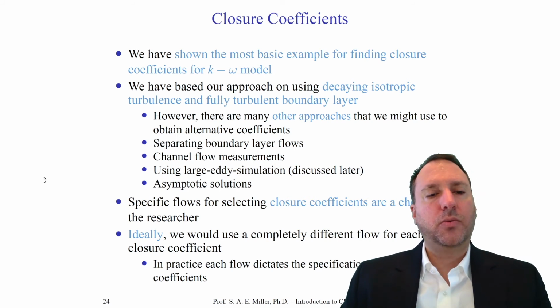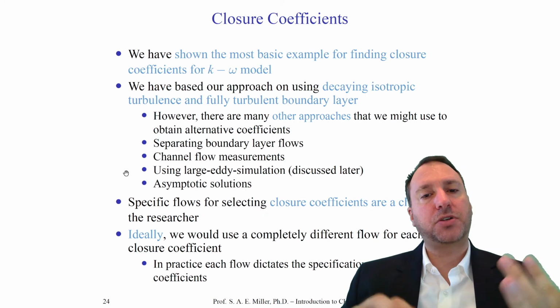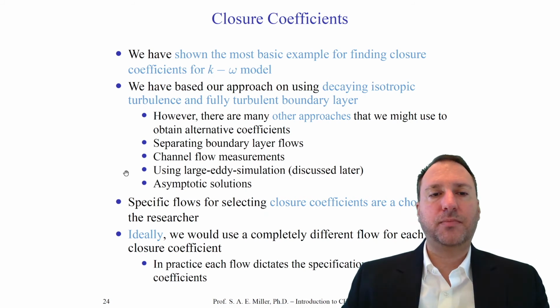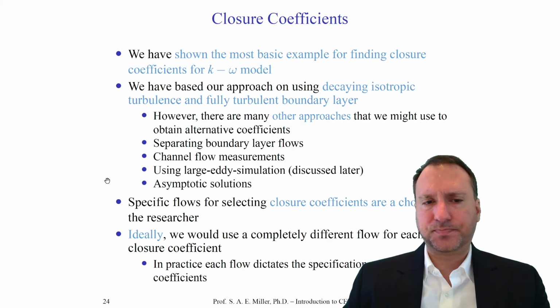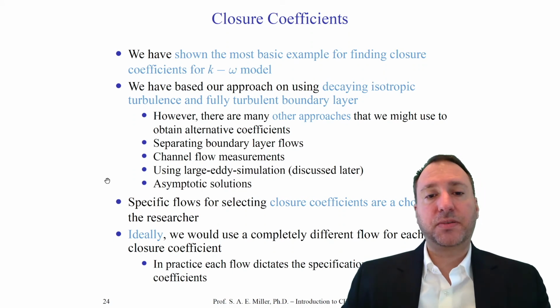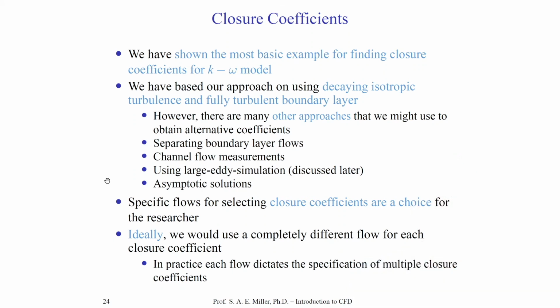For example, one might look at a separating boundary layer flow, a channel flow. They might use more complicated types of models like large eddy simulation, which we'll talk about in another class. And they might also try and perform mathematical techniques like asymptotic solutions. You will see that for specific flows, selecting closure coefficients is always a choice for the researcher. In fact, you might have the same turbulence model and use different closure coefficients and constants for different types of flows.